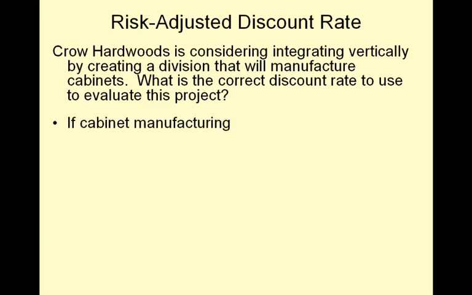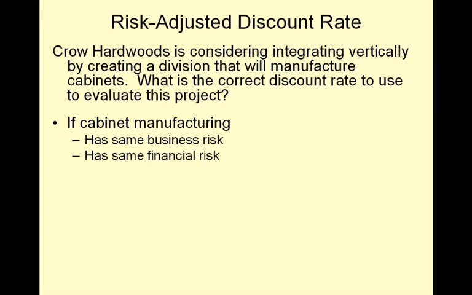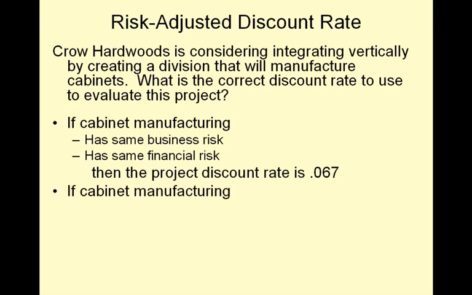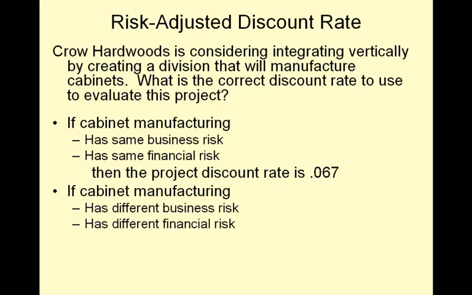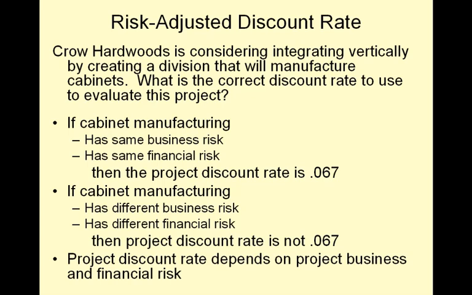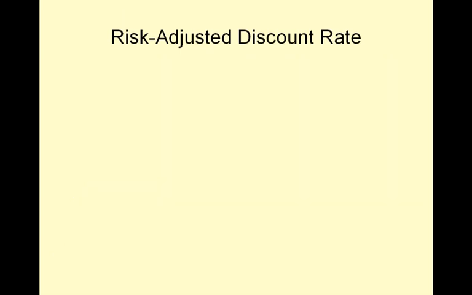If cabinet manufacturing has the same business risk and has the same financial risk as Crow's overall current business operations, then the correct project discount rate is 6.7%, or the tax-adjusted company cost of capital. But if cabinet manufacturing has either a different business risk or a different financial risk from Crow's current business lines, then the project discount rate is not 6.7%. The project discount rate depends on the project business and financial risk. Let's define these concepts.